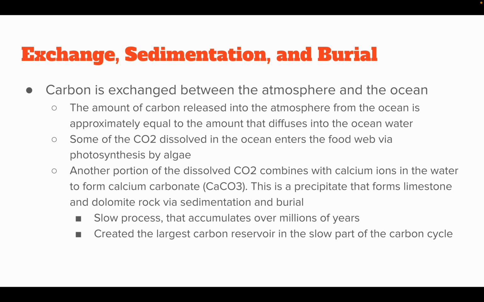It created the largest carbon reservoir in the slow part of the carbon cycle, and it increased CO2 in the ocean. Increased CO2 in the ocean can lead to ocean acidification. So it's good that the carbon can be stored in terms of sedimentation. But that's one of the risks with climate change that we're facing: increased ocean acidification in congruence with increased ocean temperature.